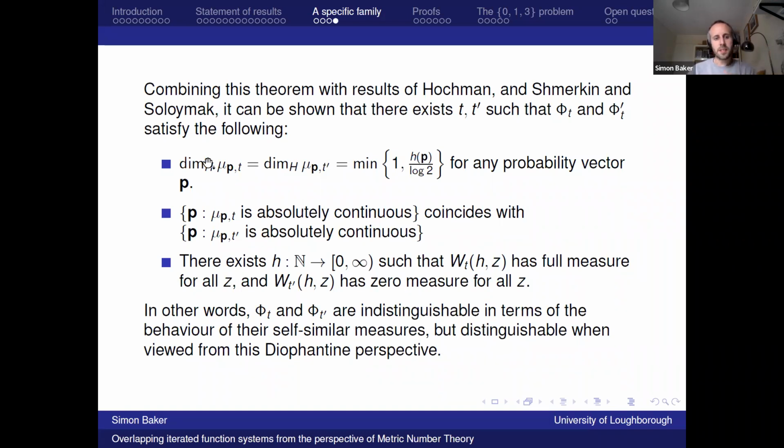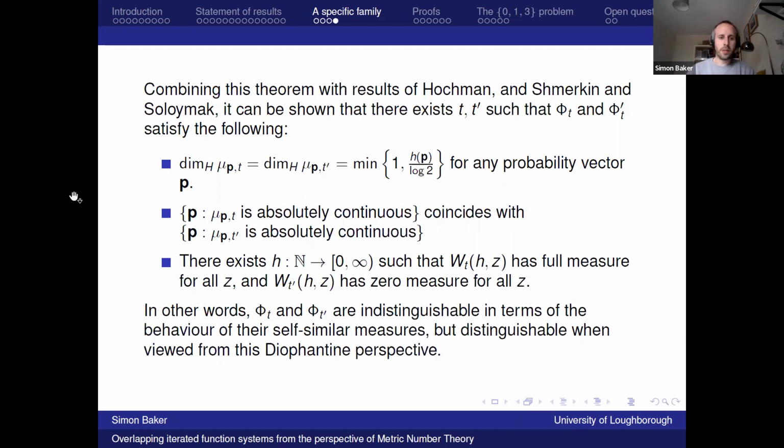I have this first statement here where I've introduced some notation which I haven't defined, to do with the dimension of these measures, these mu p's. Essentially this first statement is telling you that the dimension of these measures, which is some way of describing the size of these measures, is always going to coincide. No matter if it is T or T prime, these measures are going to have the same dimension, so you can't distinguish them in terms of the dimension of the measures.